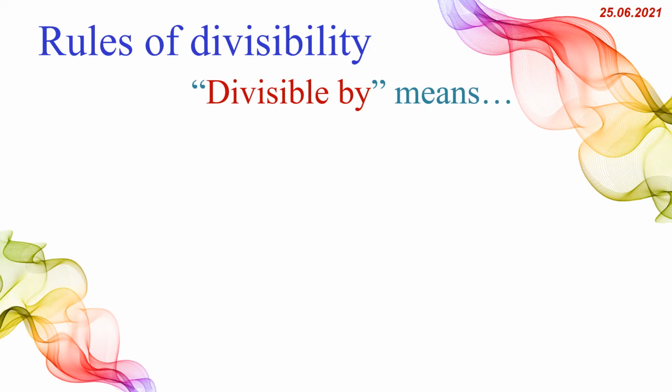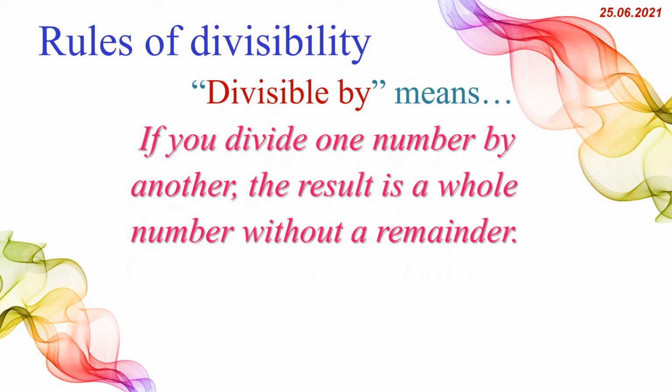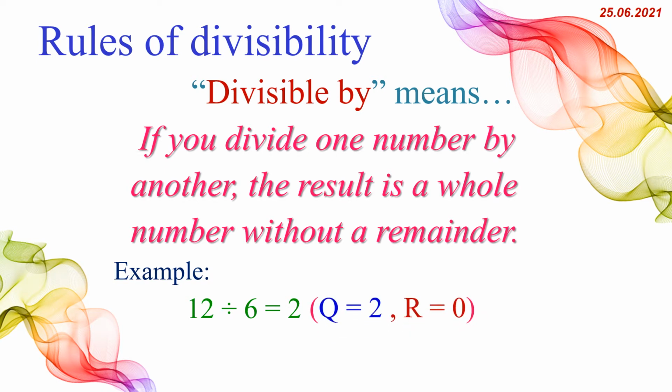Divisible by means if you divide one number by another, the result is a whole number without a remainder. So for example, 12 divided by 6 we get 2. Here 12 is the dividend, 6 is the divisor and 2 is the quotient and the remainder is 0. So that is, 12 is divisible by 6.